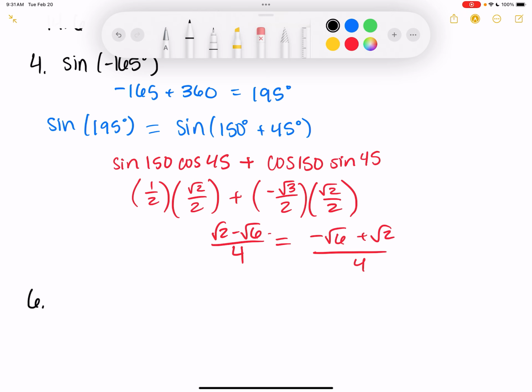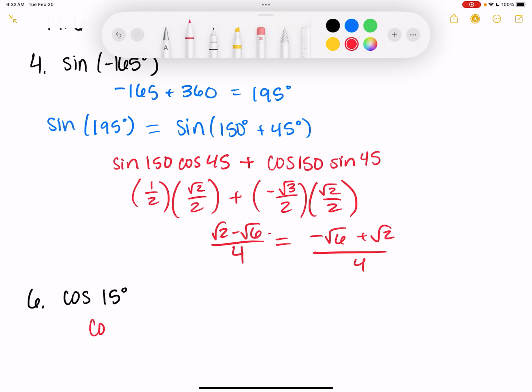6, the cosine of 15 degrees. Now, are there two numbers on the unit circle that I can add together to give me 15 degrees? No. But I can subtract. That's the other thing. That's why there are difference formulas. So I can pick two numbers to subtract. What numbers would you like to pick to give me 15 degrees? 45 and 30.